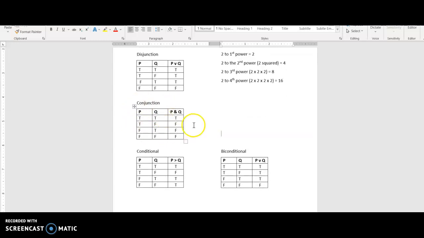Conjunction is kind of the flip side of that. It only comes out true on one line, namely when both conjuncts are true, right? And I've been saying this sometimes when we're translating, how do you know if a sentence is a conjunction?